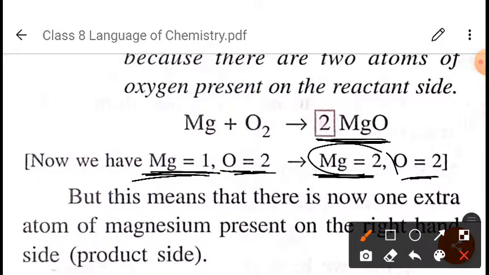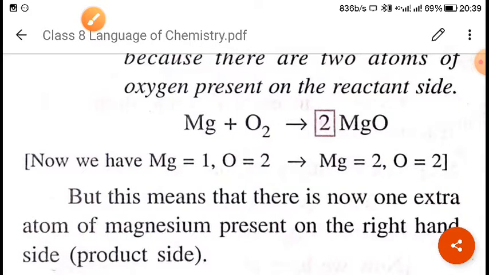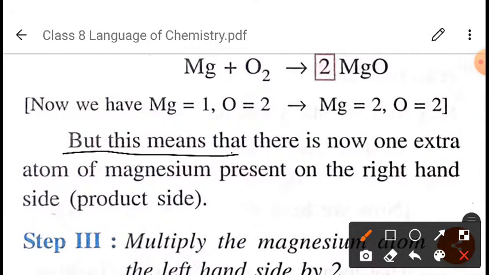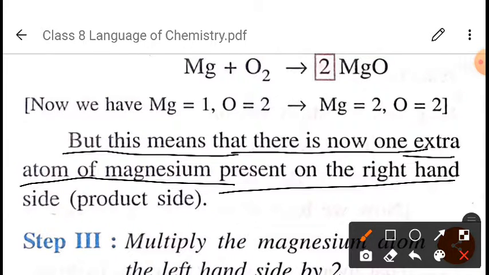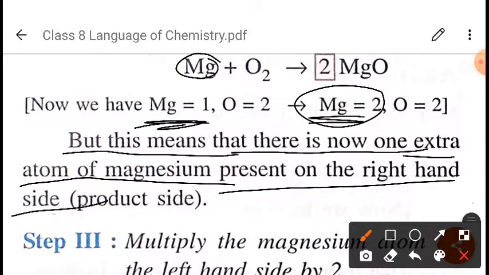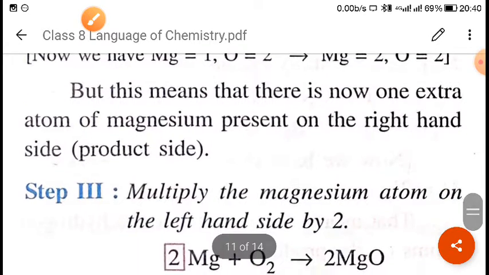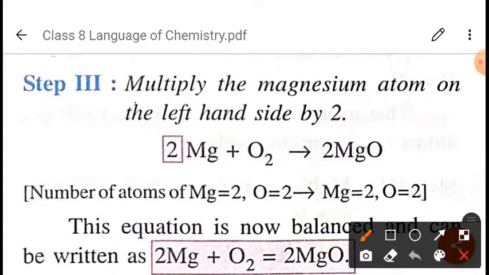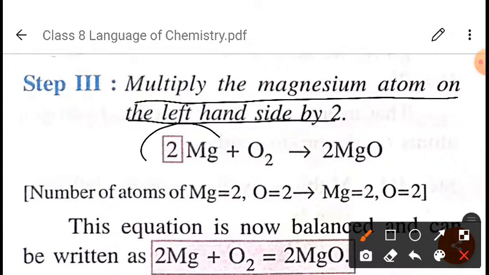Since magnesium is 1 on the reactant side and there is an extra magnesium, this means there is now one extra atom of magnesium present in the product side, right? In the reactant side only one, product side two, right? Now what will we do? We will multiply the magnesium atom on the left hand side by 2. So we will again multiply this side with 2.